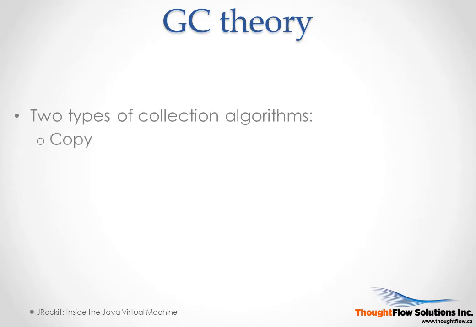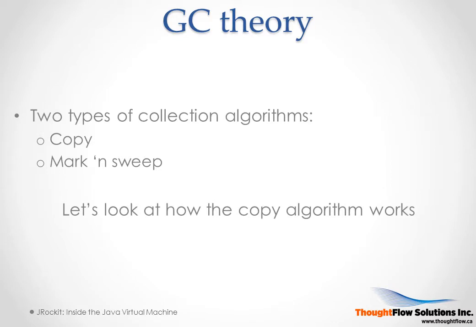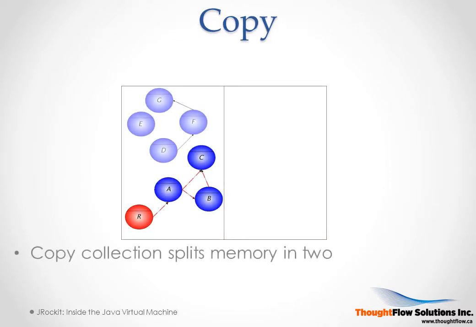So there are 2 types of garbage collection algorithms. These are copy and mark and sweep. Let's start with the copy collection algorithm, and see how it works. So copy collection splits memory into 2. So we have the first region and the second region. There's only one half active at any one time. So the GC kicks in when it runs out of memory.